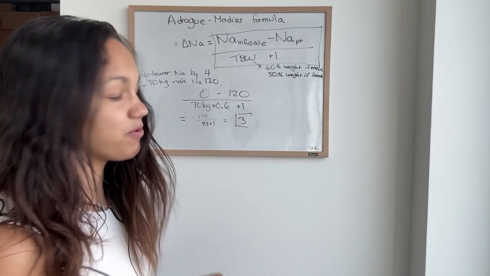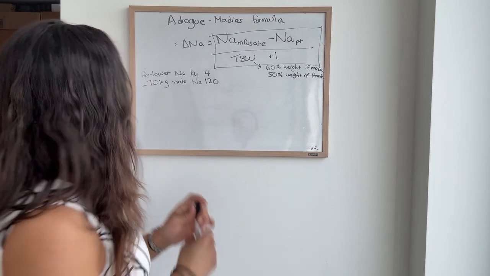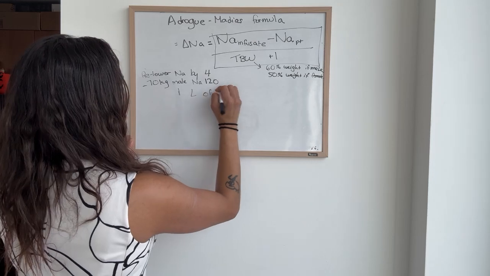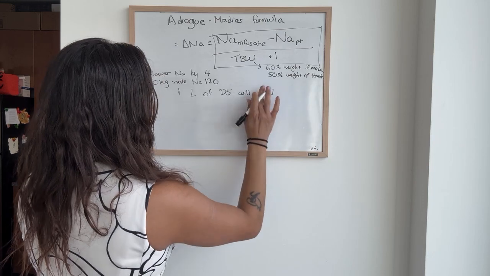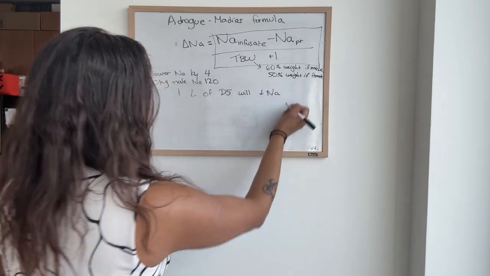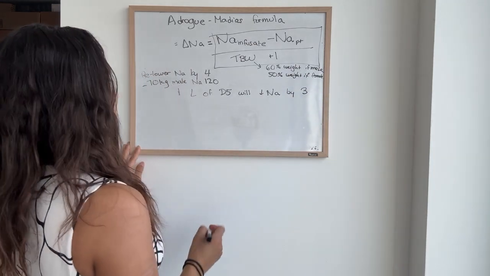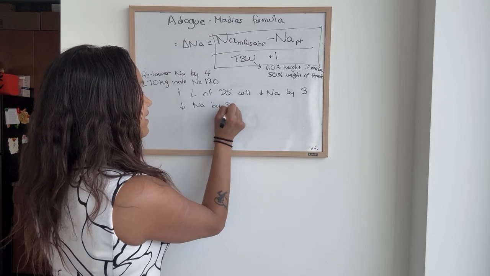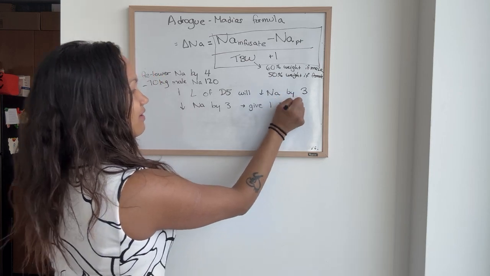Just erase this so I have a little more space. Remember this number was 3. So 1 liter of D5 will decrease my sodium. It was a negative number, but that also makes sense physiologically. It will decrease the sodium by 3. So, rewriting this: to decrease the sodium by 3, give 1 liter of D5.